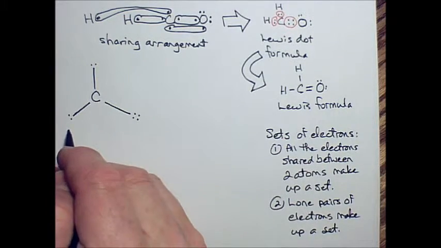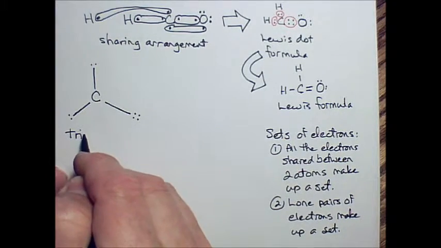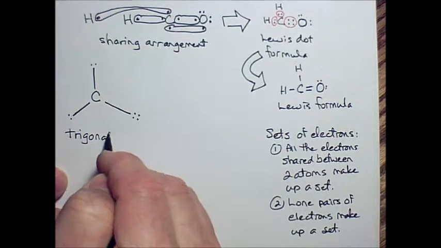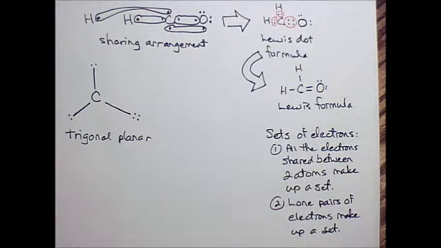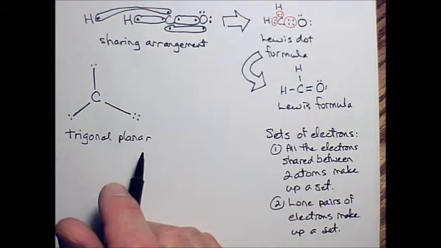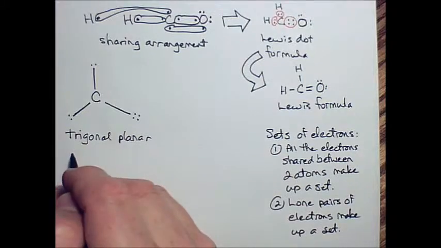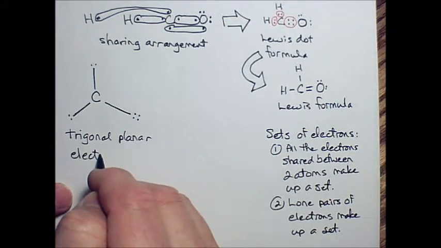This one is trigonal, for 3, trigonal planar, because it's pretty much flat. I mean, its three-dimensional shape still is kind of a flat shape. It's called trigonal planar. And this is the electron pair shape.